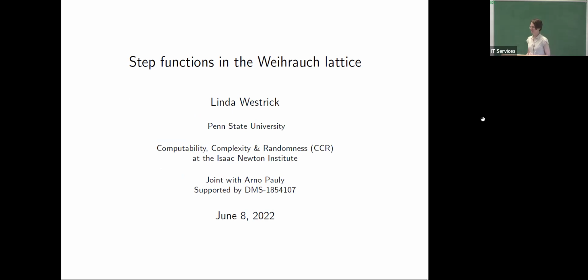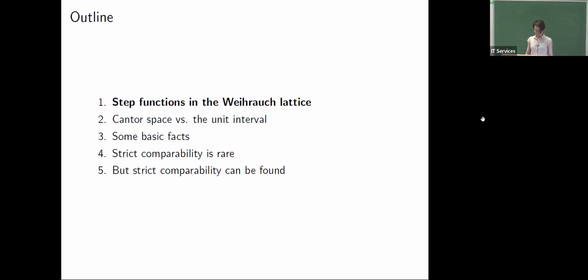Well, thank you very much for inviting me, and I'm looking forward to telling you about some joint work with Arno Pauly. Just as an outline for the talk, I'll say some words about step functions in the Weihrauch lattice. We'll talk a little bit about what should be the domain of these step functions, go over some basic facts, and then find some comparabilities between these functions.